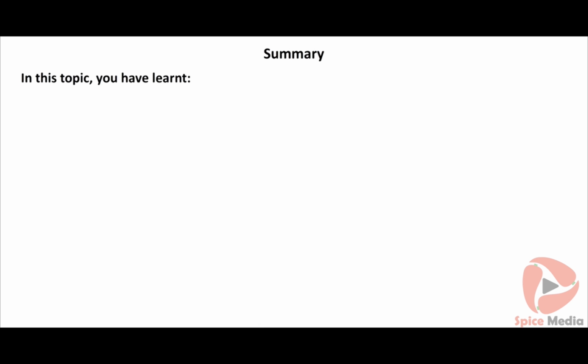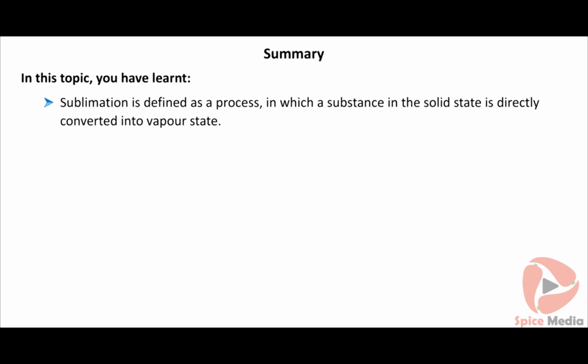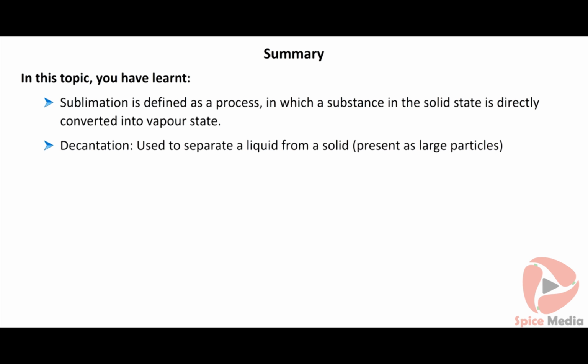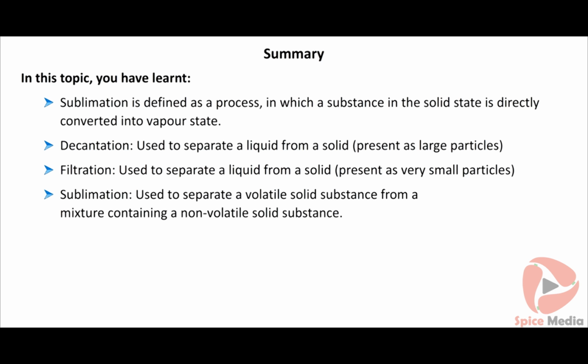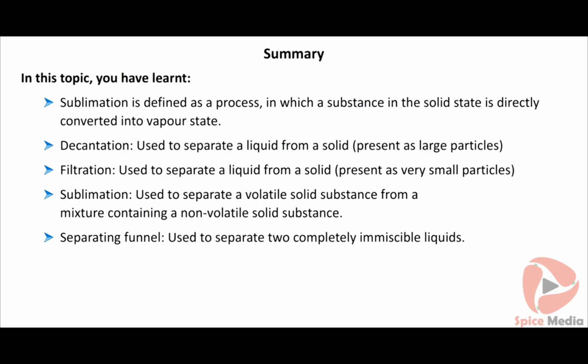In this topic, you have learned sublimation is defined as a process in which a substance in the solid state is directly converted into vapor state. Decantation, used to separate a liquid from a solid present as large particles. Filtration, used to separate a liquid from a solid present as very small particles. Sublimation, used to separate a volatile solid substance from a mixture containing a non-volatile solid substance. Separating funnel, used to separate two completely immiscible liquids.